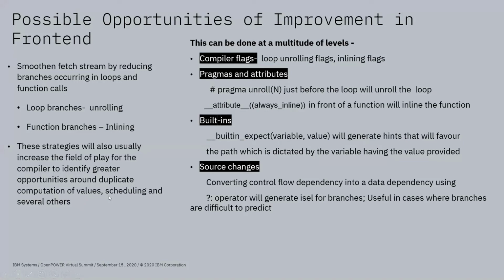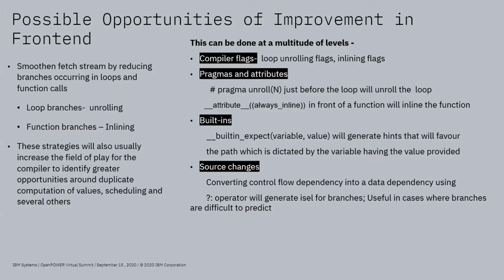By now you would have realized that there are a lot of potential opportunities for improvement in the front end, and that is largely concerning branches. So, speaking from the context of the compiler, we can think of a program having branches either coming in from loops, or from function calls and returns. We can definitely smoothen the fetch stream by reducing branches in loops and function calls by using very traditional techniques such as unrolling and inlining, which have been there for a long time.